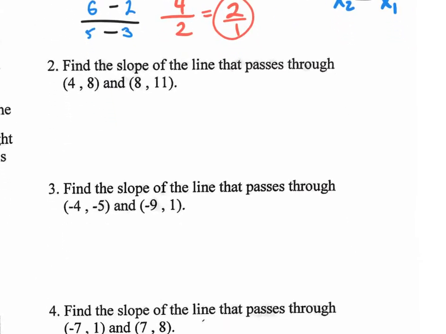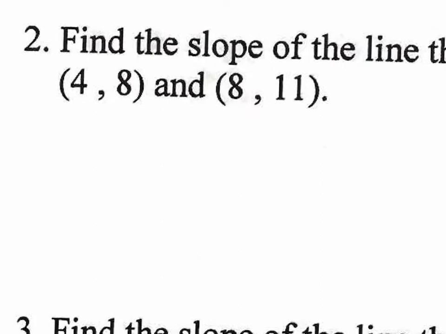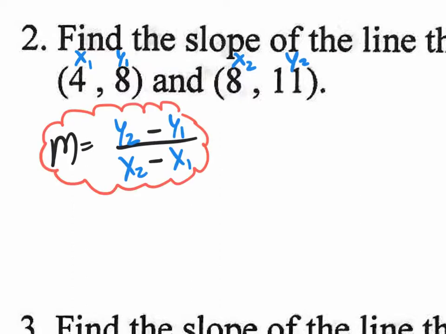Number 2, find the slope of the line that passes through those 2 points. So once again, let's label it x1, y1, x2, y2. And after that, again, know the slope formula. And yes, you're going to have to memorize this formula, okay? This is work right here. You have to memorize the formula.